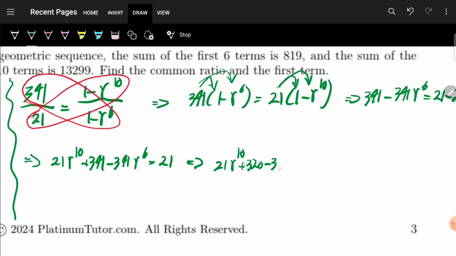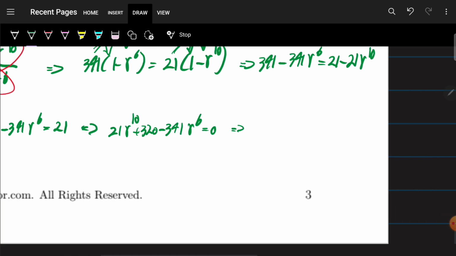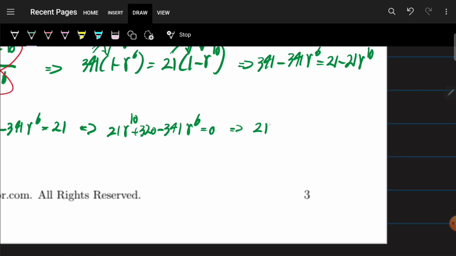Minus 341 r to the 6. All right, and this is equal to 0 now. Now I'll just rearrange things so they're in order of their powers from largest to smallest. So 21 r to the 10 minus 341 r to the 6 plus 320 equals 0.